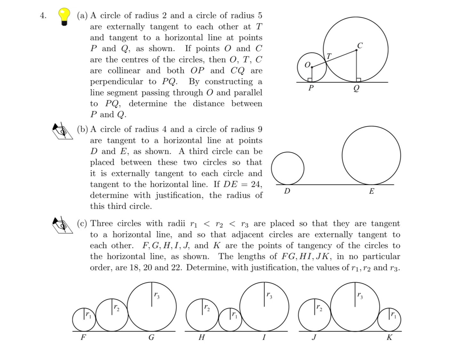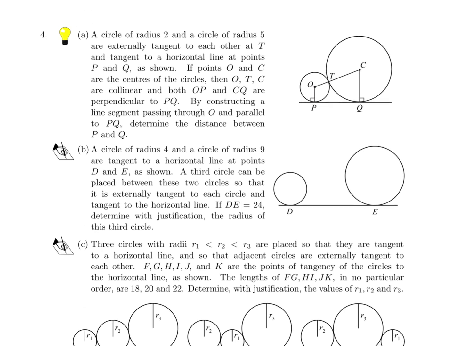A circle of radius 2 and a circle of radius 5 are externally tangent to each other at T and tangent to the horizontal line at points P and Q. If points O and C are the centers of the circles, then O, T, C are collinear, and both OP and CQ are perpendicular to PQ. By constructing a line segment passing through O and parallel to PQ, determine the distance between P and Q.